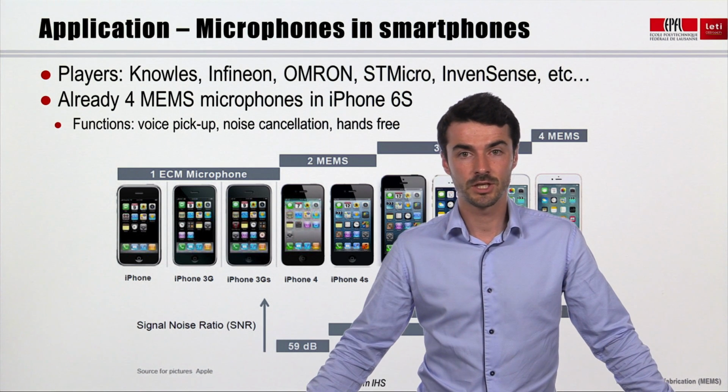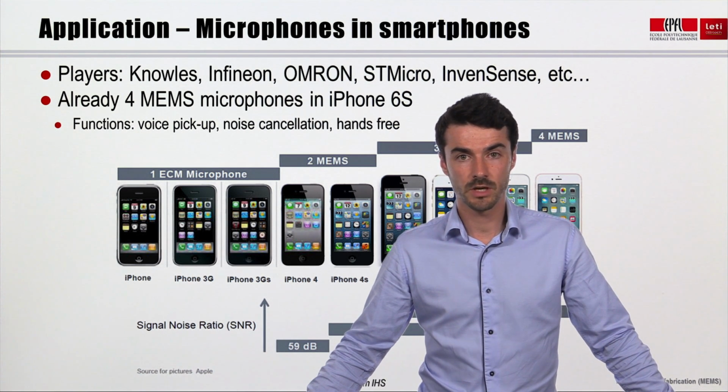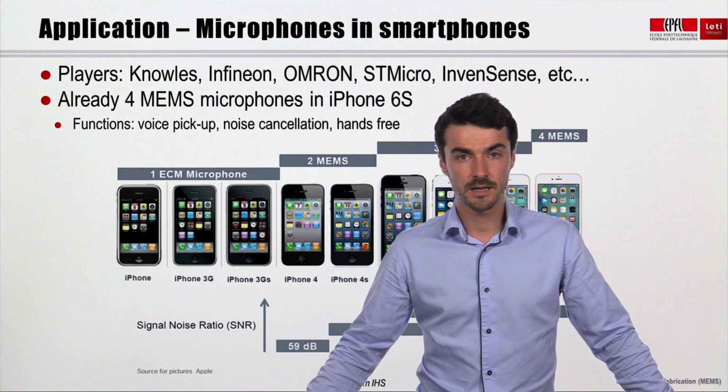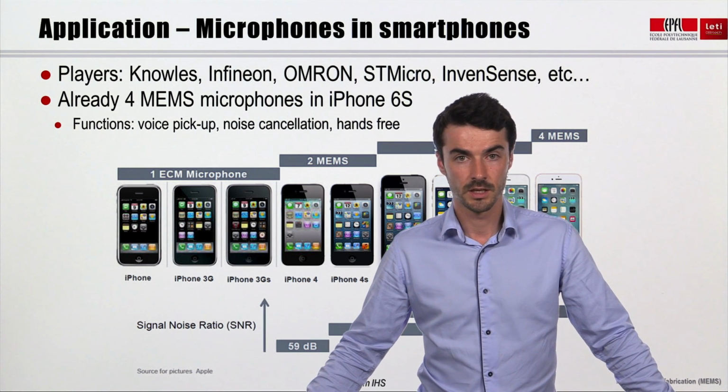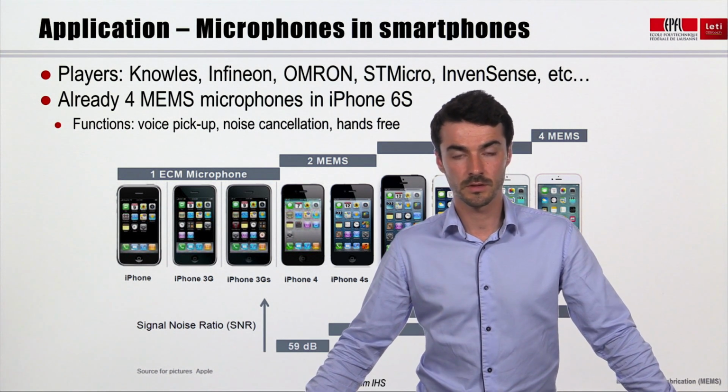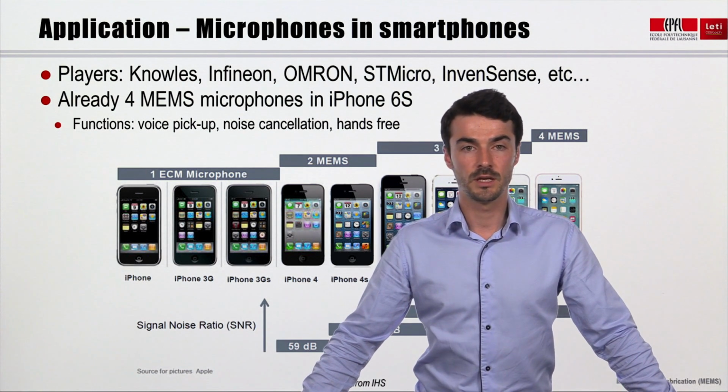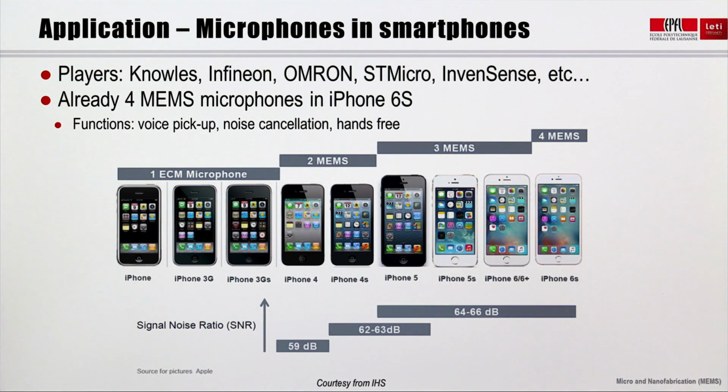So let's talk about application now. First, which MEMS companies sell this kind of devices? Let's cite Knowles, Infineon, Omron, STMicro, InvenSense, etc. As I mentioned before, microphones are present inside smartphones. The image below illustrates the number of MEMS microphones inside the iPhone as a function of its generation. Nowadays, the iPhone 6 contains 4 microphones. Some are used to pick up the voice, others for the cancellation of surrounding parasitic noise, and the last main function is for the hands-free kit.